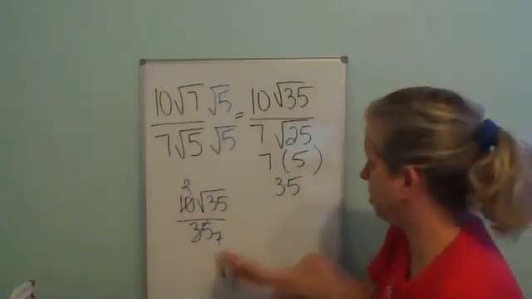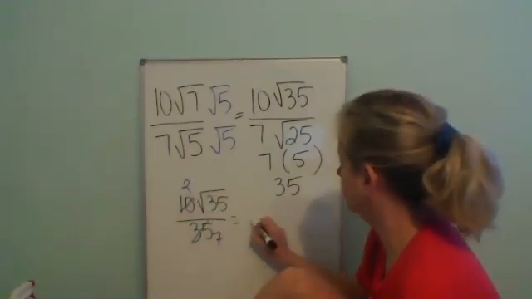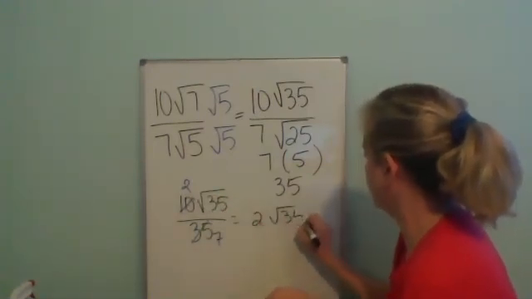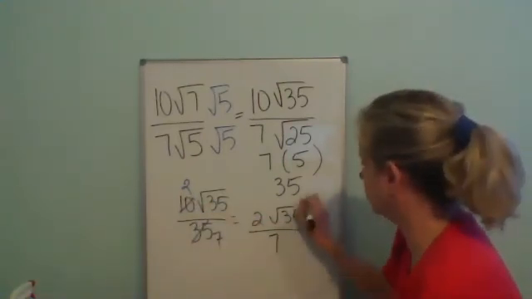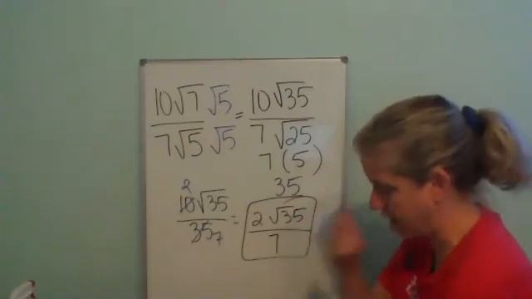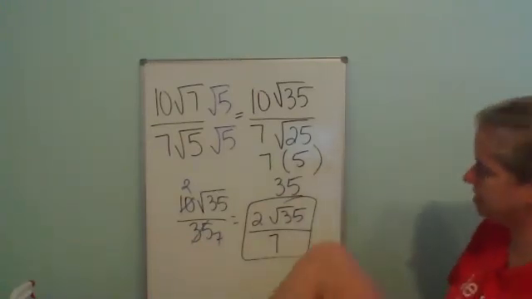So what are you left with up top? 2 square roots of 35. And what are you left with in the bottom? Plain old 7. So 2 square roots of 35 over 7.